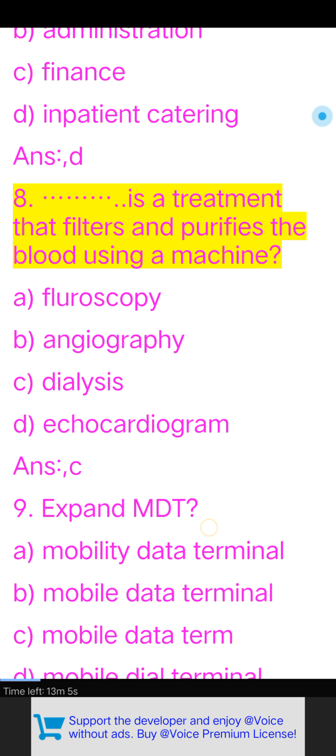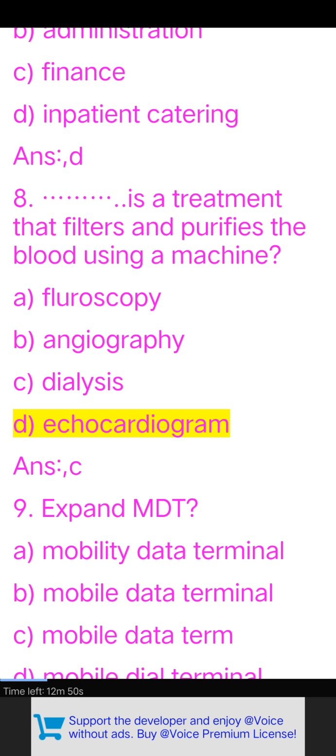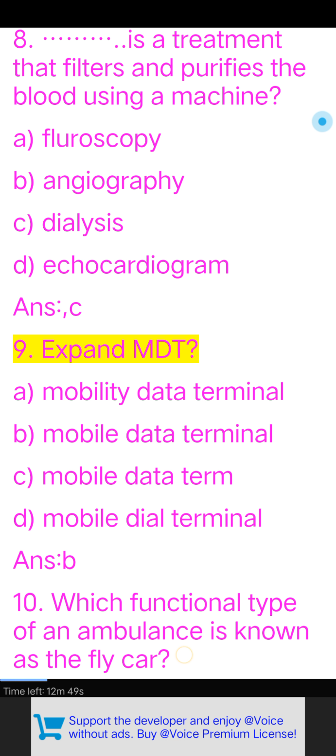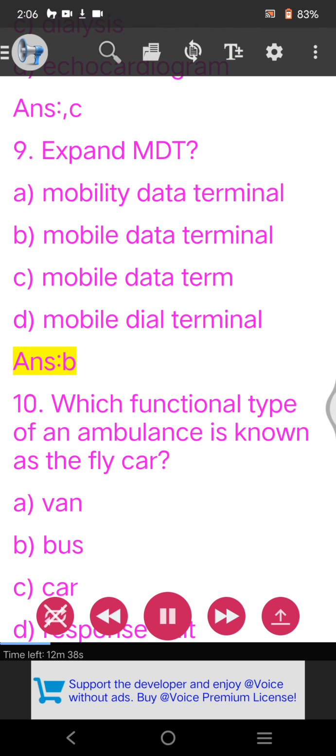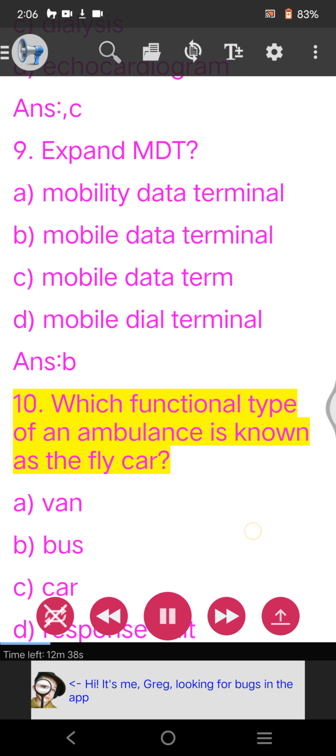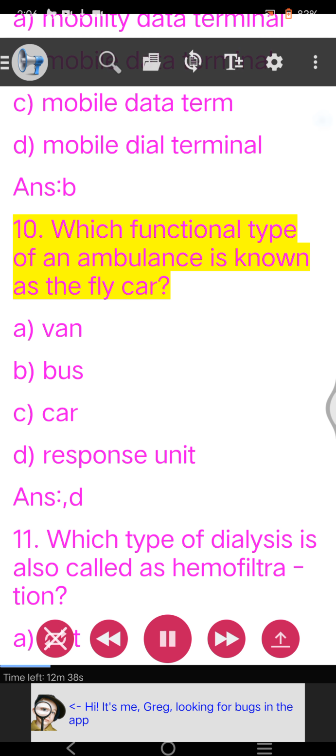Answer. D. 8. Dash is a treatment that filters and purifies the blood using a machine. A. Fluoroscopy. B. Angiography. C. Dialysis. D. Echocardiogram. Answer. C. 9. Expand MDT. A. Mobility data terminal. B. Mobile data terminal. C. Mobile data term. D. Mobile dial terminal. Answer. B.